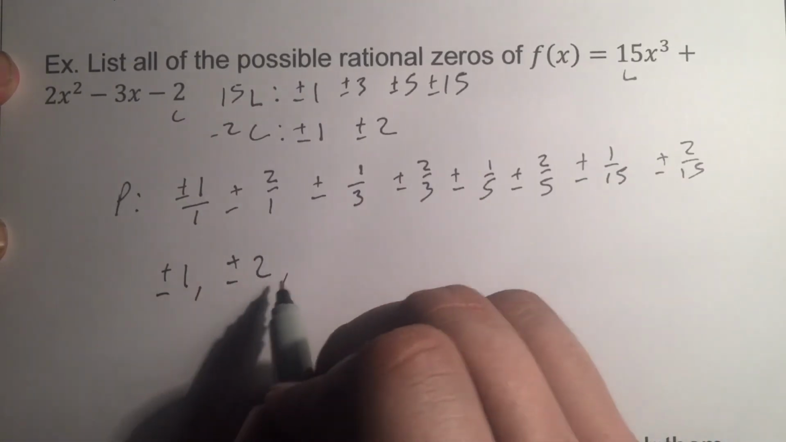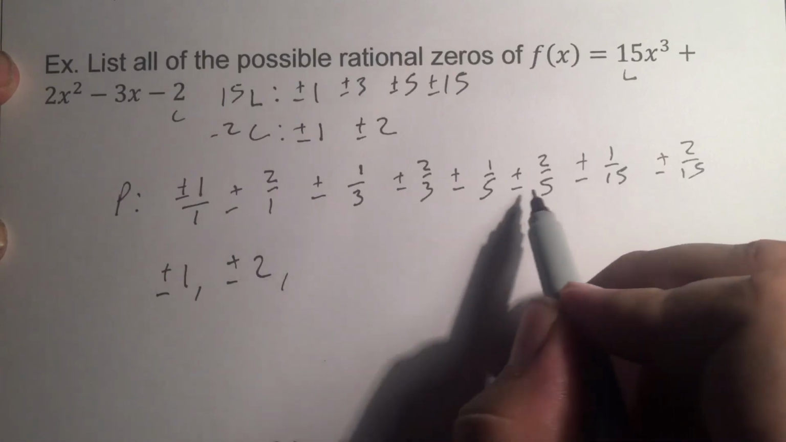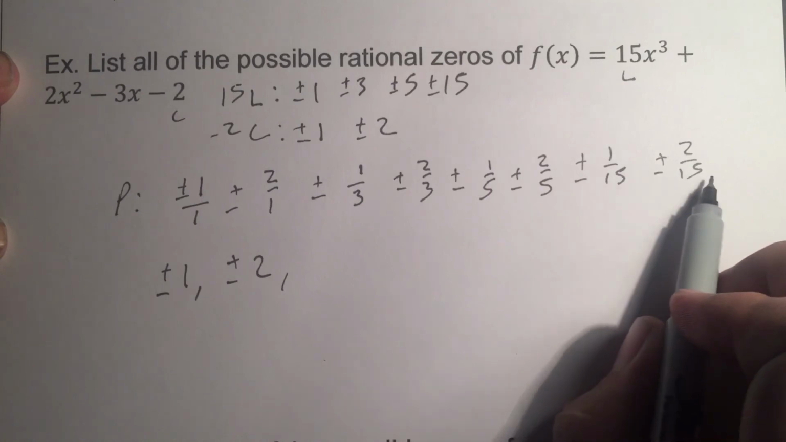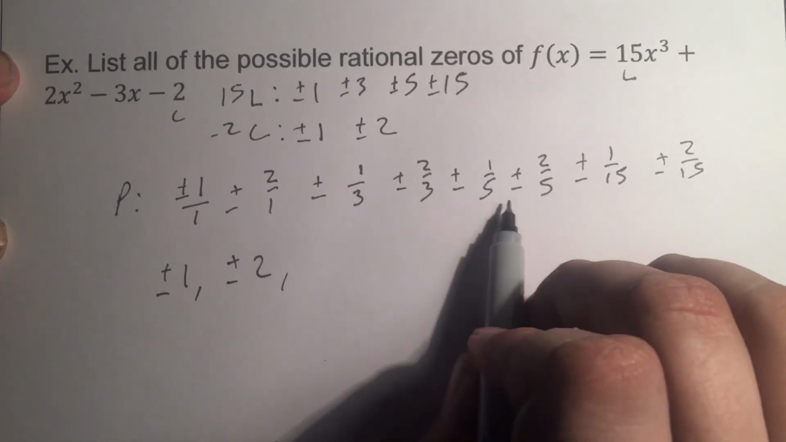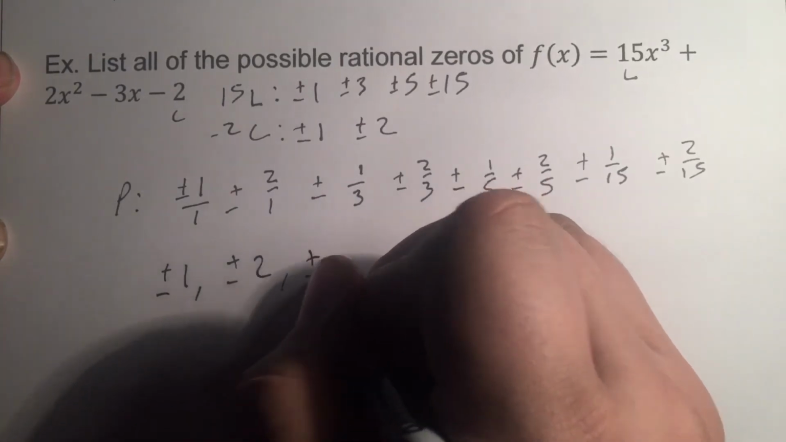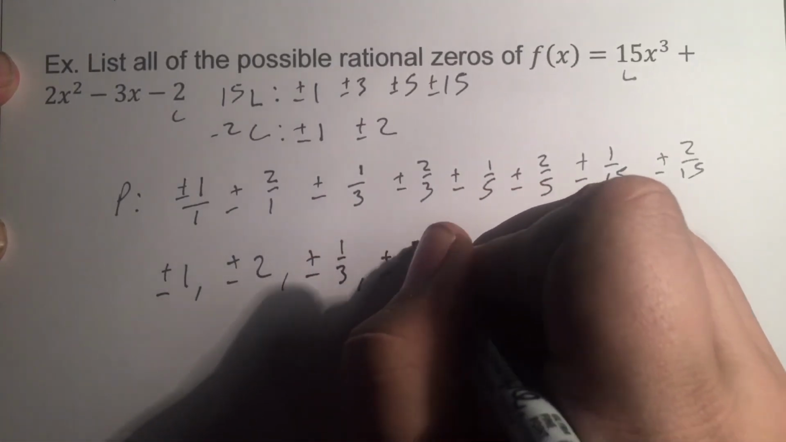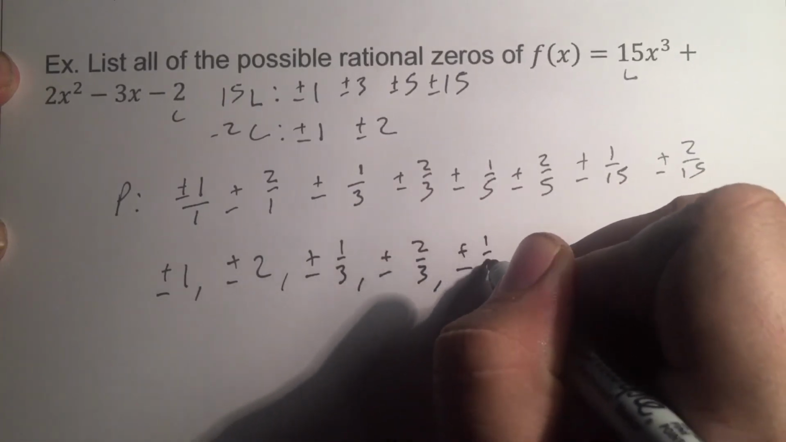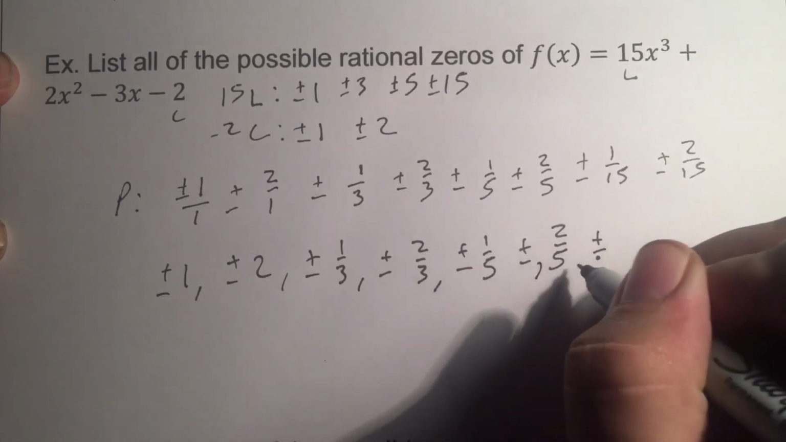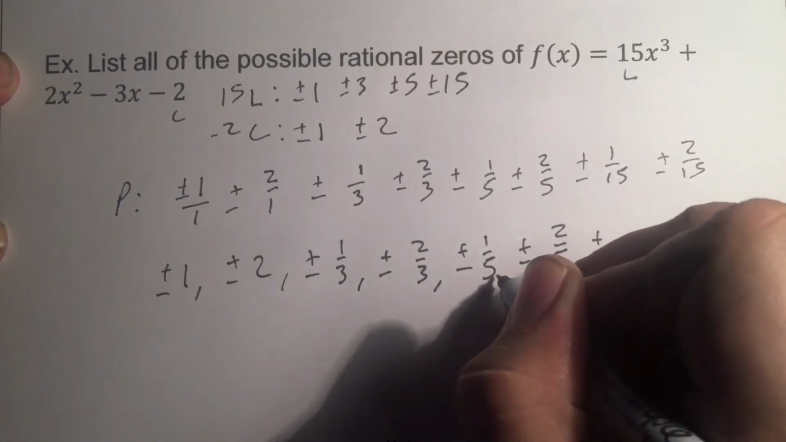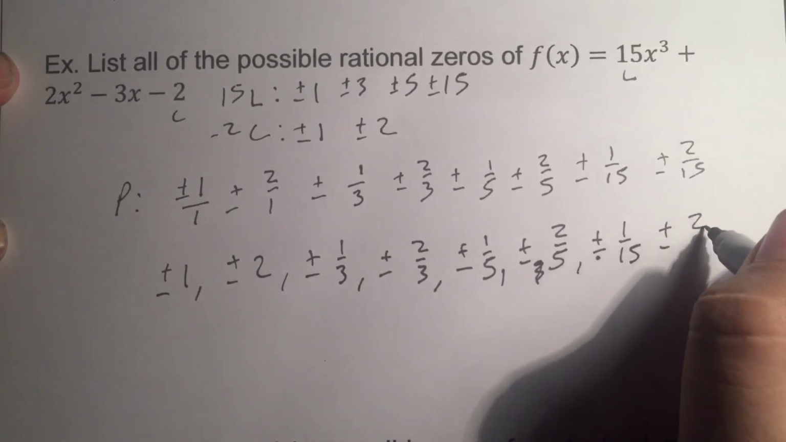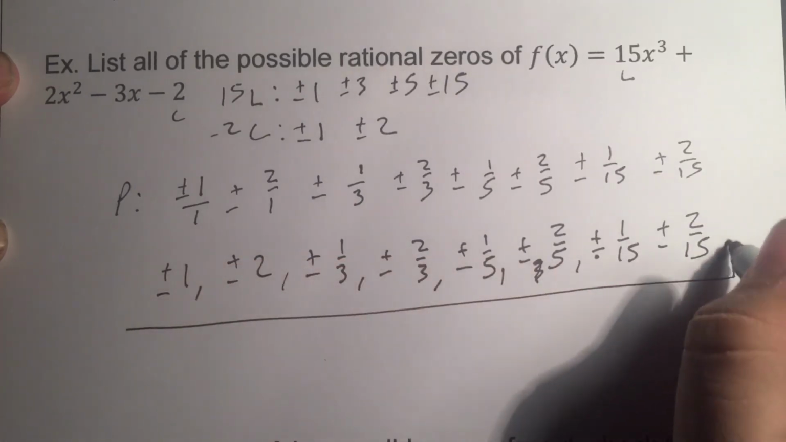Now, what we're doing here is looking at whether there are any repeats that we don't need to mark again. Well, 1/3 doesn't match any of these. 2/3 doesn't match these. 1/5 doesn't. 2/5 doesn't. So we're going to list these all out. So plus or minus 1/3, plus or minus 2/3, plus or minus 1/5, plus or minus 2/5, plus or minus 1/15, plus or minus 2/15. So these are what's possible.